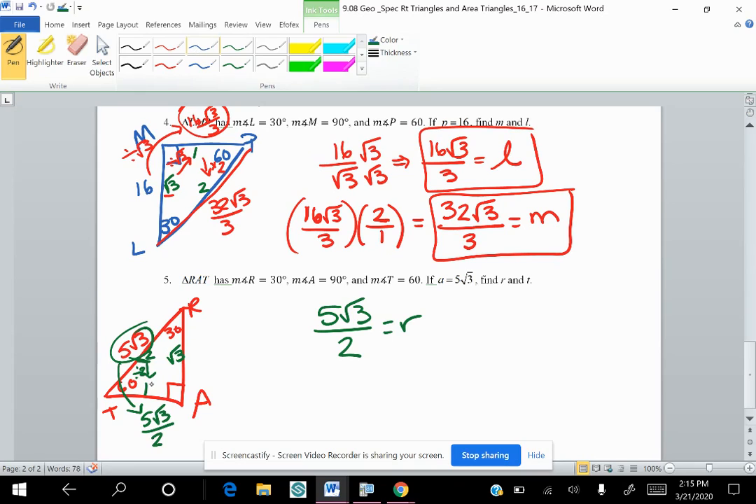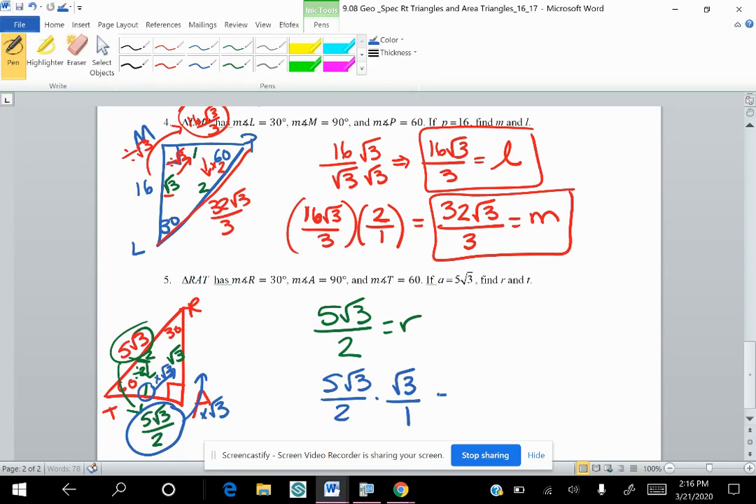Now I want to get to the rad 3. Always go to and from the 1. So now that I found this side, I want to go from this side to the rad 3. To get from a 1 to a rad 3, I'm getting bigger, so I'm going to multiply by rad 3. So that's what I'm going to do on the outside. So I'll take 5 rad 3 over 2 times rad 3.